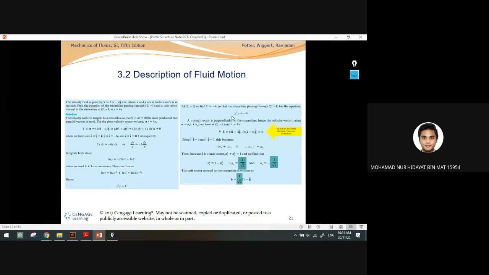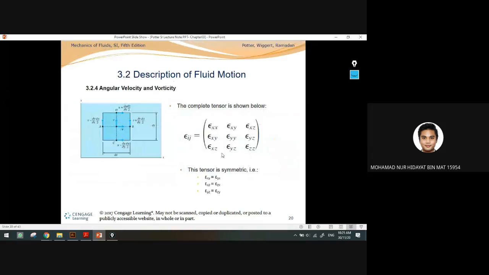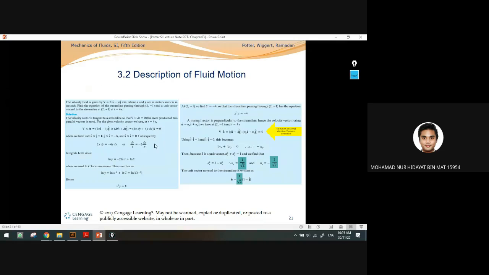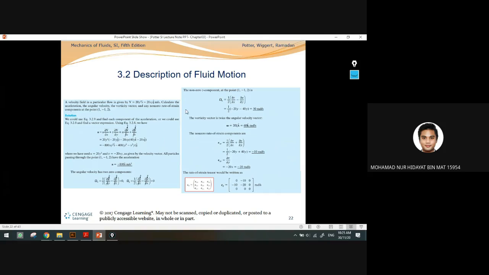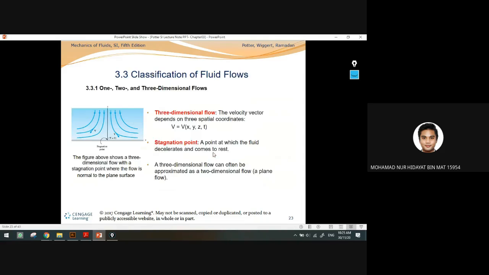Okay, previously you learned about the concept. That's why we give you examples to help you understand the practical part. I think I will show you this one in the tutorial. Okay. Now we go on to the classification of fluid flow.